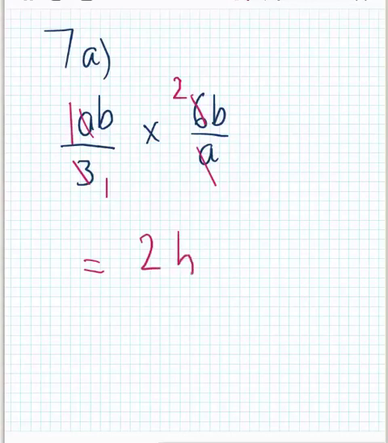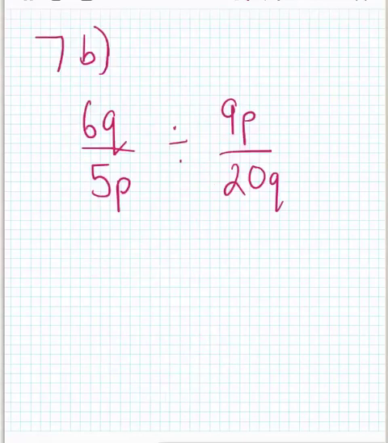B times b, add the powers, is b squared. And 1 times 1 is just 1. So your final answer should look like this. 2b squared. Nice and easy.